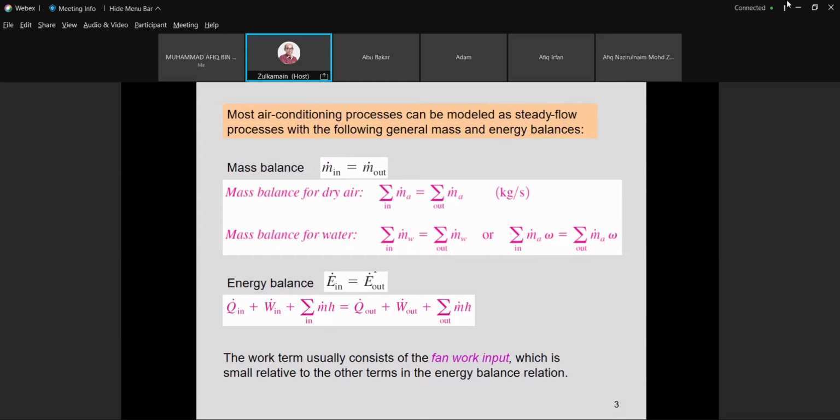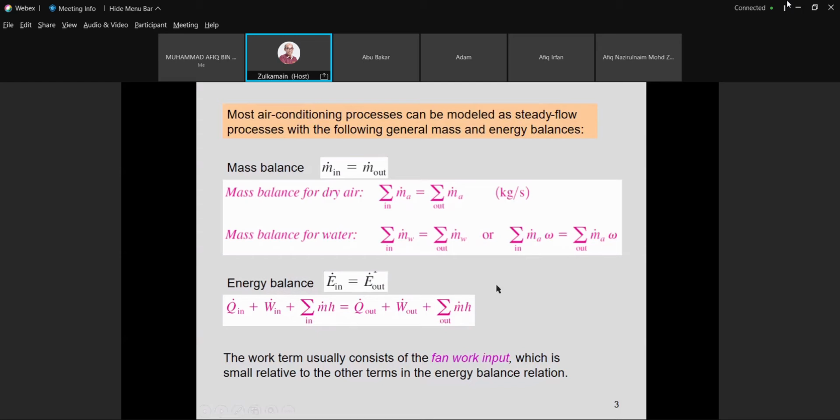mass balance equation, whereby if we look right here, the mass of air in is equal to the mass of air out. It is for a single stream and steady flow device. So this is what we have been calling the conservation of mass.